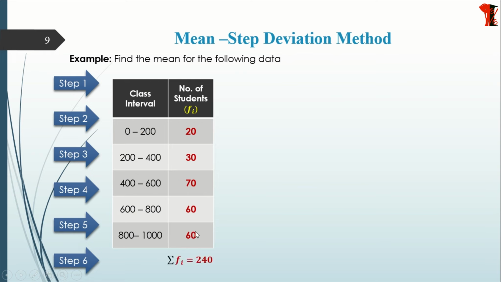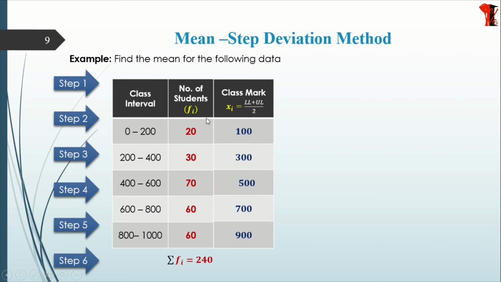The first step always remains the same, that is we have to find sigma fi, the sum of all the frequencies. The second step is also the same, we find xi, the class mark, which is upper limit plus lower limit by 2. That means 0 plus 200 by 2 is 100, 200 plus 400 by 2 is 300. Same way, 400 plus 600 is 1000, 1000 by 2 is 500, same way it is 700 and this is 900.